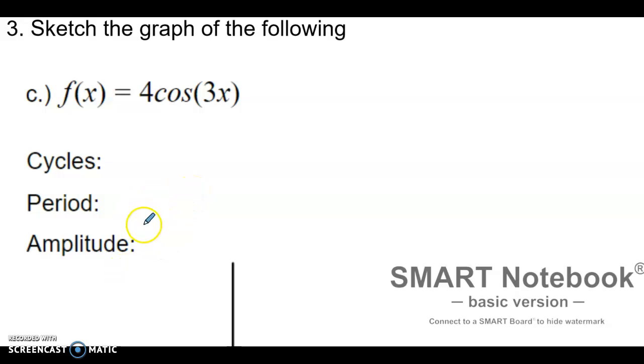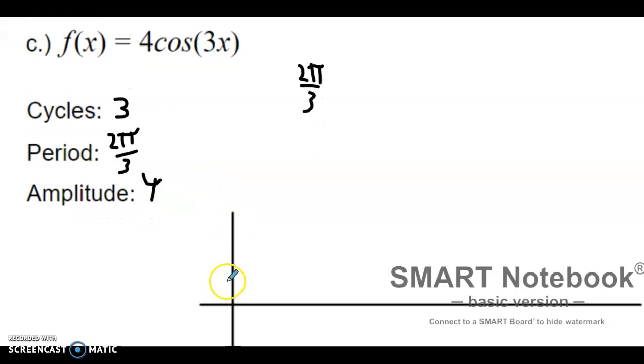Sketch the graph of the following. The amplitude is 4. There are 3 cycles, and this time, I think of 2 pi divided by 3 to tell me what the period is, and it's 2 pi over 3. Or in other words, there's 3 cycles between 0 and 2 pi. This might get a little tricky, but we're not going to sweat that it's not going to be perfect. So we have going to 2 pi.